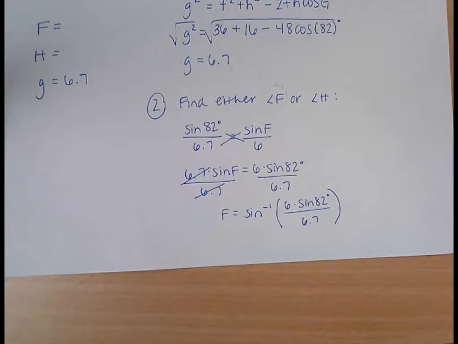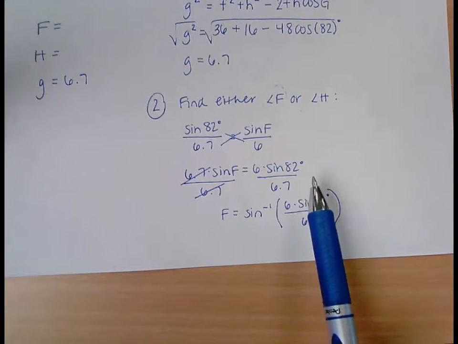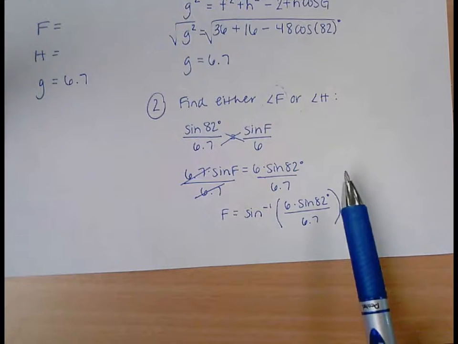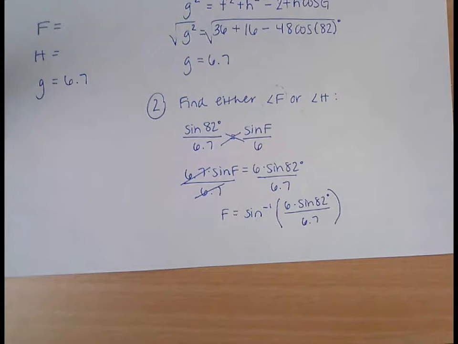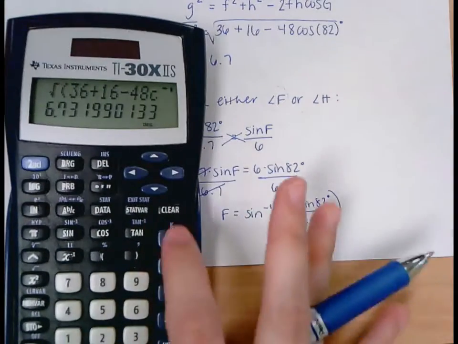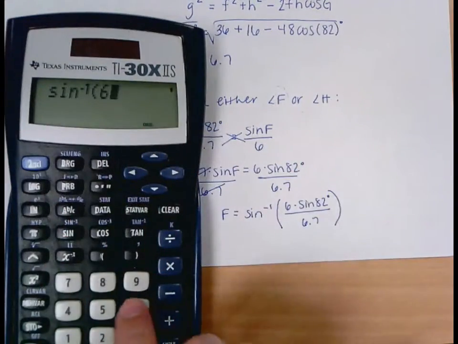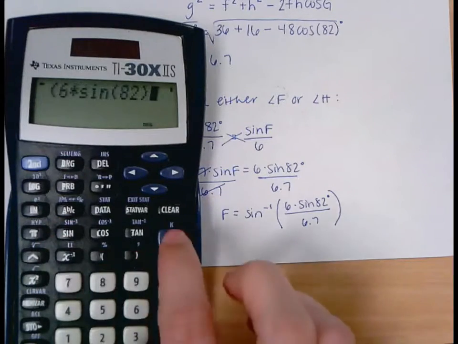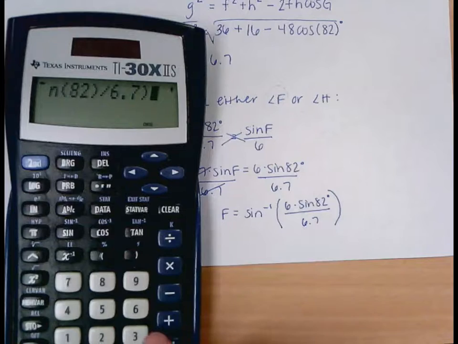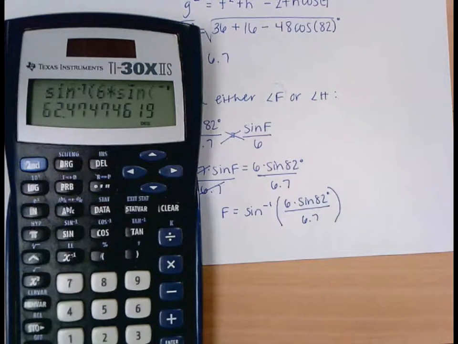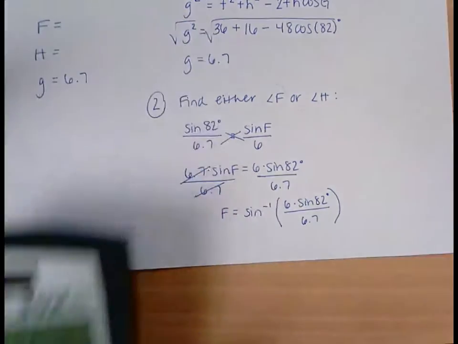It's like taking a square root of each side. You don't multiply by a square root, you take the square root. So just make sure when you write it, you should not write after this times inverse sine. That would be an incorrect way to write it. Even if you're doing the right operation, I still want you to understand when you write it down that you're not multiplying by it. But if I type this in, inverse sine of 6 times sine of 82 divided by 6.7, equals, and if we round to the nearest degree, it'd be 62.4, so about 62 degrees would be angle F.